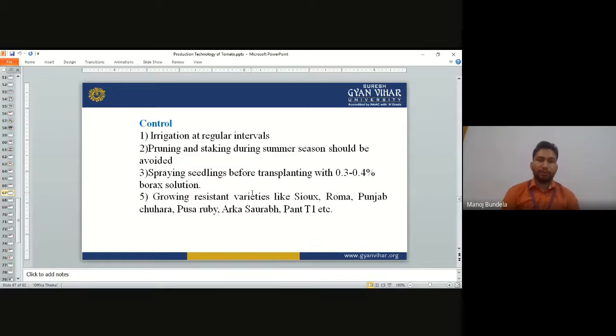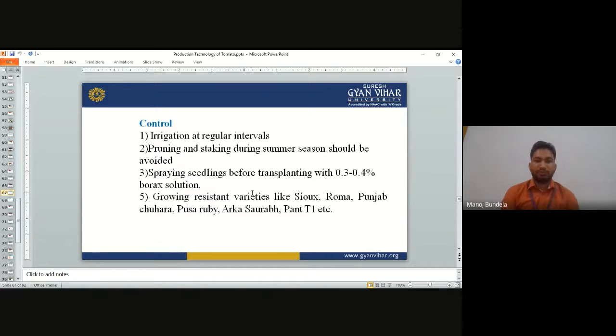So how can we control it? Irrigation at regular intervals, means after a long dry spell we should not apply water suddenly; we have to supply the water regularly. Pruning and staking during the summer season should be avoided. Spray the seedlings before transplanting with 0.3 to 0.4% borax solution.